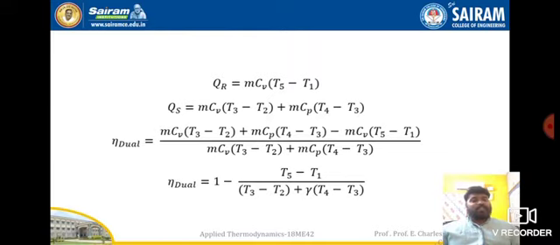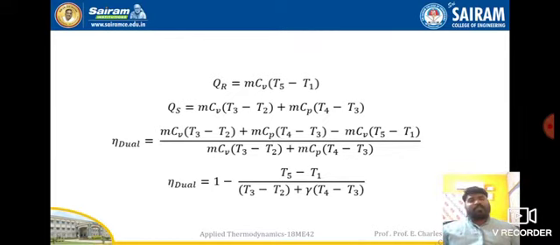3 to 4 is constant pressure. That is why m Cp (T4 minus T3). So now we have the heat rejection and the heat supplied, QS. Both are there. With this, we can write the efficiency formula for the dual cycle. Now let us write the efficiency formula.